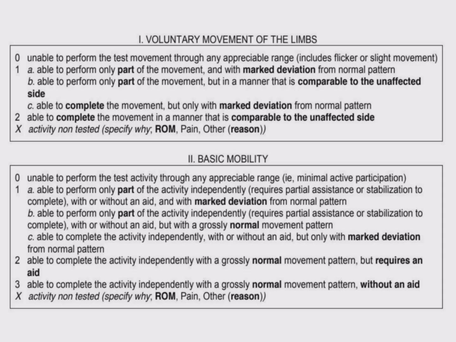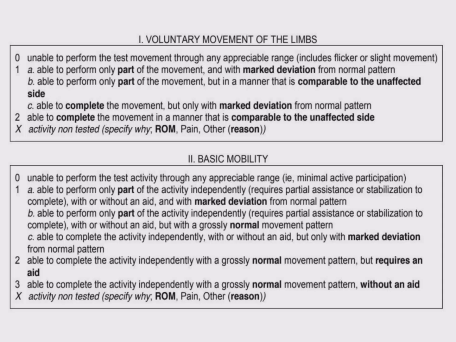Scoring System 2: Basic Mobility. A score of 0 is given if the patient is unable to perform the test activity through any appreciable range. Score 1 is divided into 3 subcategories. A score of 1A is given if the patient is able to perform only part of the activity independently and requires partial assistance or stabilization to complete, with or without an aid, and with marked deviation from normal pattern. A score of 1B is given if the patient is able to perform only part of the activity independently and requires partial assistance or stabilization to complete, with or without an aid, but with a grossly normal movement pattern.